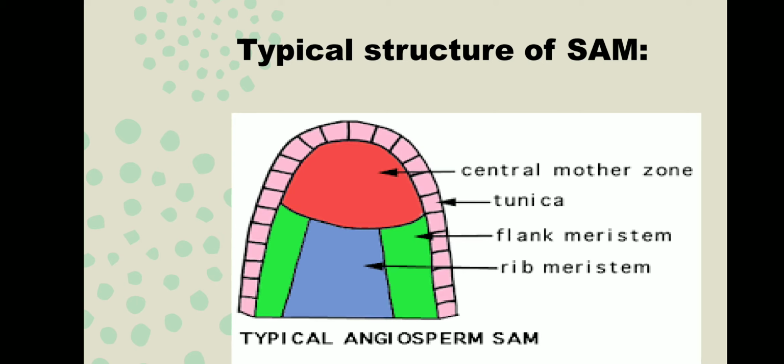If we look at the superficial cells of angiosperms, there is a difference in the organization of the cells. We can observe that different layers are forming different things. If we take all these cells collectively, these cells are collectively called the tunica.